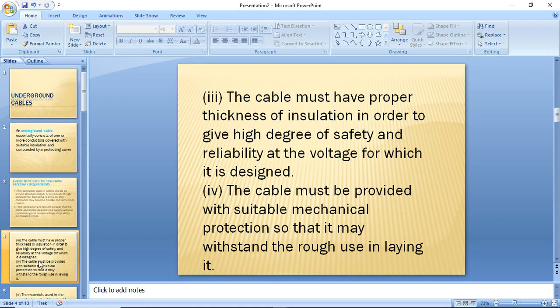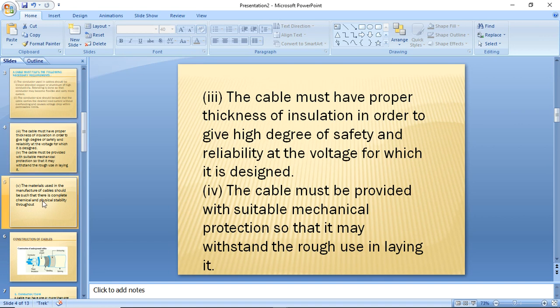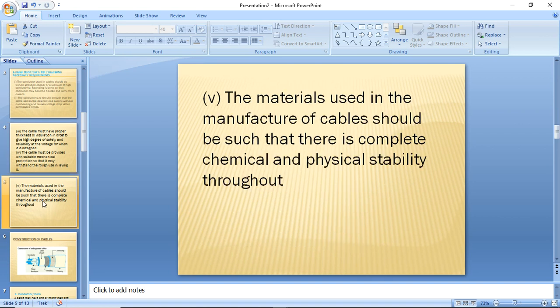The next point is that the cable must be provided with suitable mechanical protection so that it may withstand the rough use in laying it. For example, when you want to lay a cable underground and maybe some heavy loads are passing over it, the cable should be able to withstand that mechanical stress. The last point is that the material used in manufacturing the cable should be such that there is complete chemical and physical stability throughout.